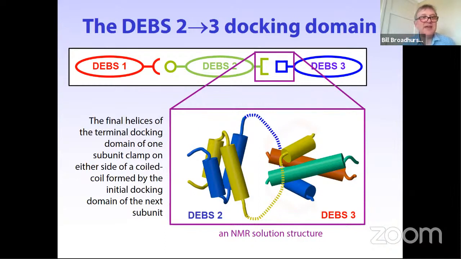Now, there are three alpha helices represented by cylinders here at the end of DEBS2 that form a dimer intertwined with each other. The third helix behaves like the pincers of a crab clamping onto either side of a long coiled coil feature that we detected at the start of DEBS3.